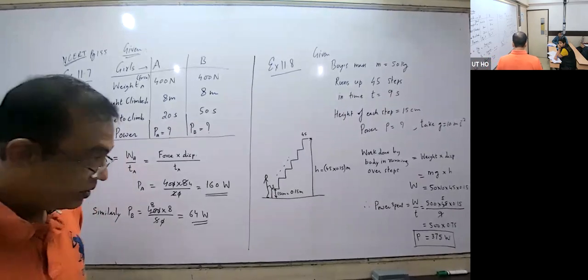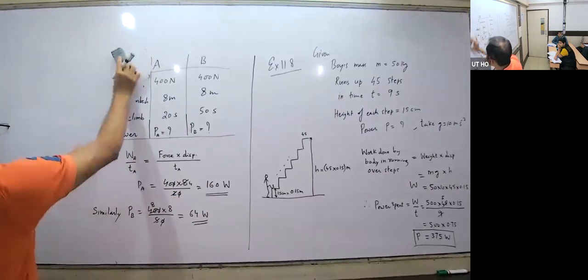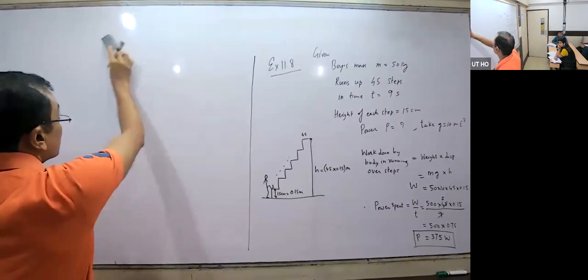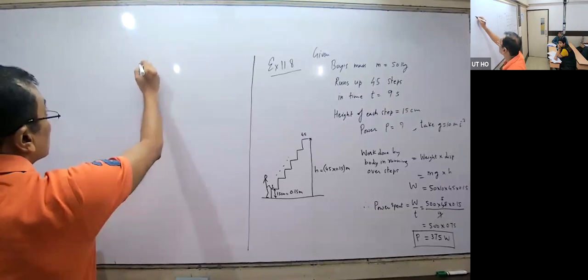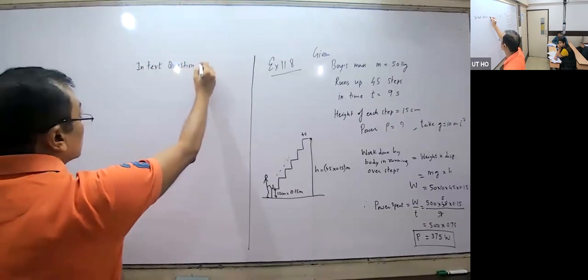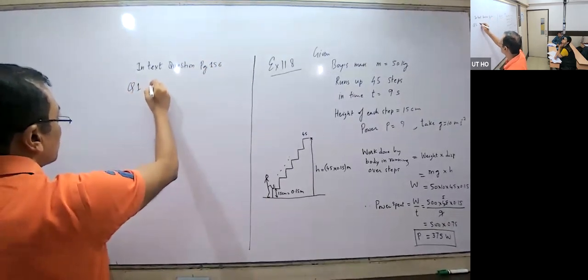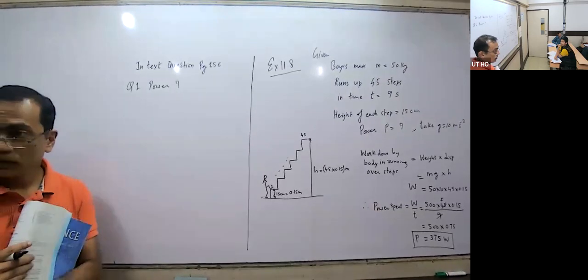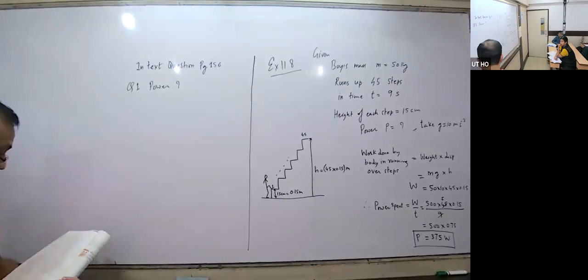So we'll now be discussing the in-text questions on page 156. I think these are all theory questions, except one or two. Question one says, what is power? Rate at which energy is spent, or rate at which work is done. Both ways, both are correct. So you already know.